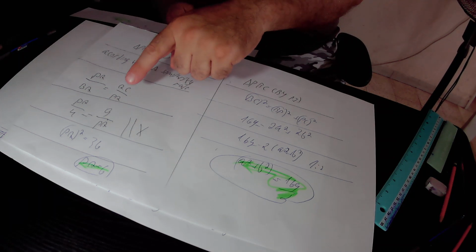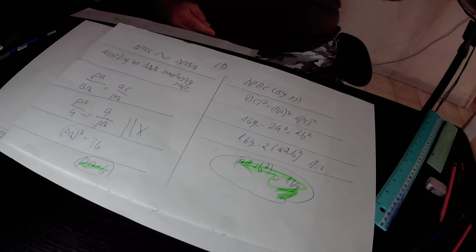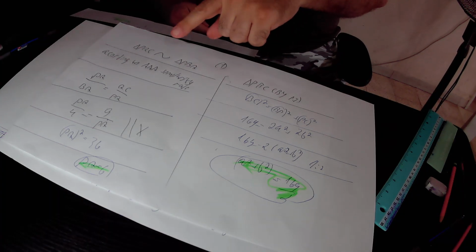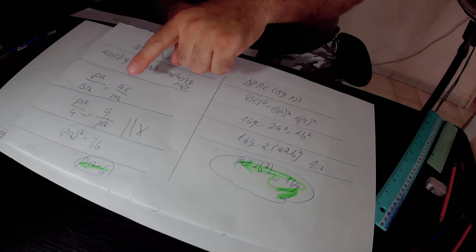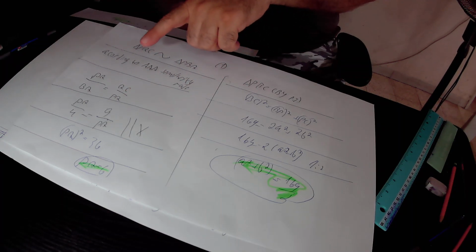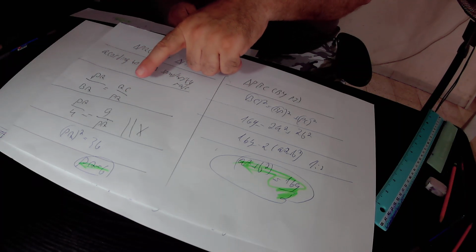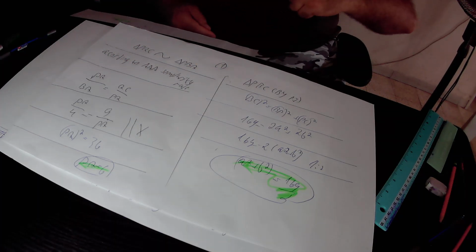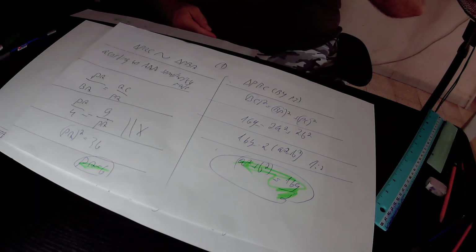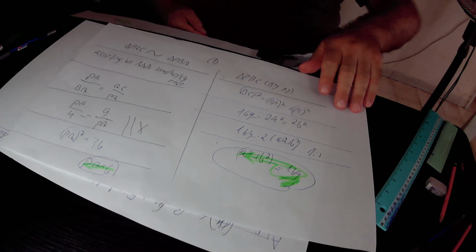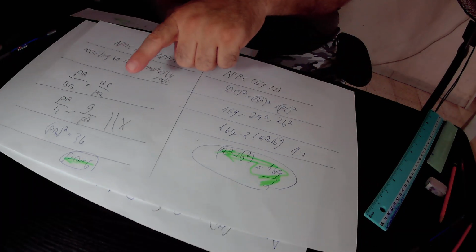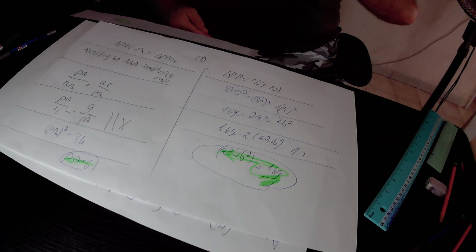Here we cross multiply this equation and find out that 4 times 9, that is 36, is equal to PQ times PQ, that is PQ squared. So PQ squared equals 36. We solved this equation and found out that PQ equals the square root of 36, that is 6.